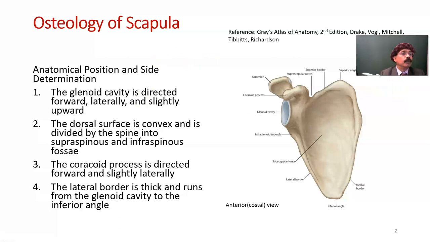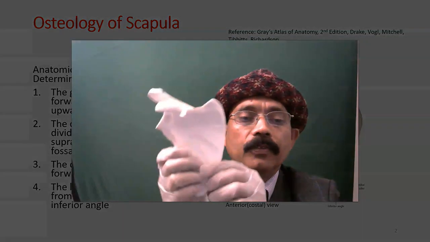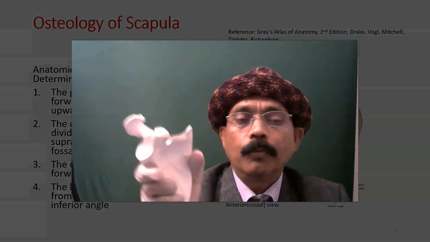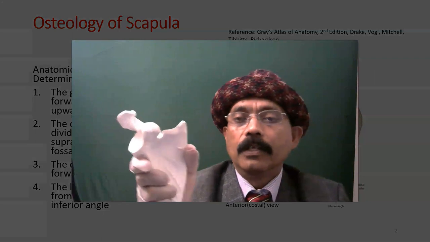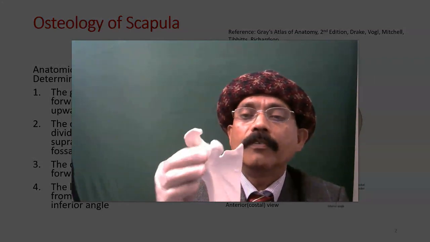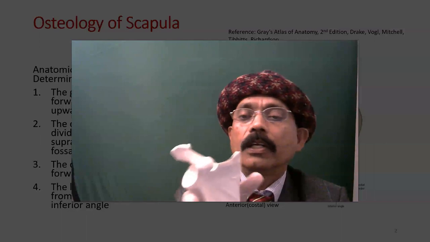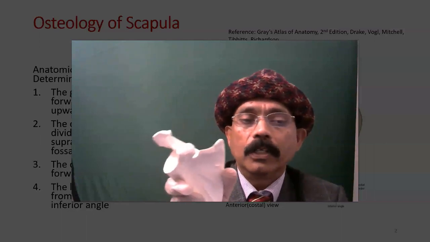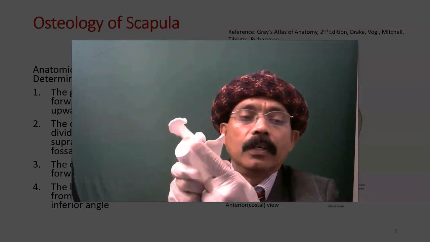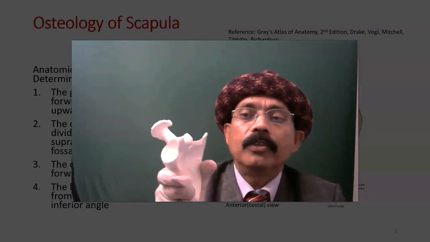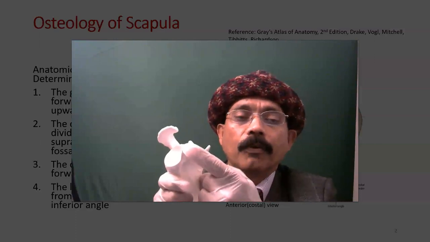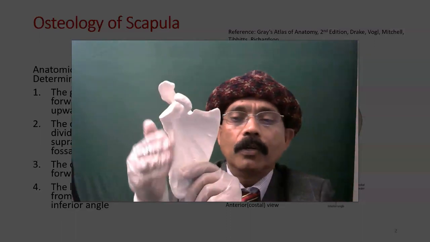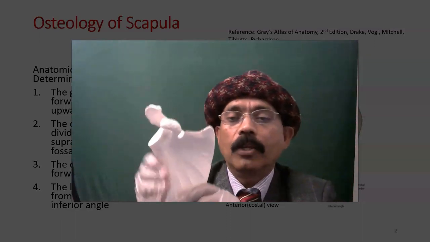If you hold the scapula, this is the left scapula, I'm holding it in my left hand. First of all, the direction of the glenoid cavity: it is directed upwards, forwards, and laterally, a little bit upward. This is the tip of the coracoid process, directed forward, slightly laterally, and this is the lateral border, almost vertical in our anatomical position.